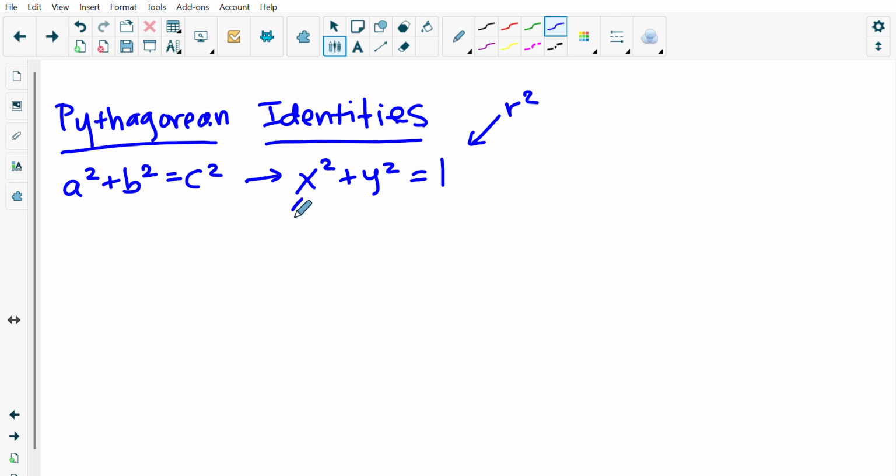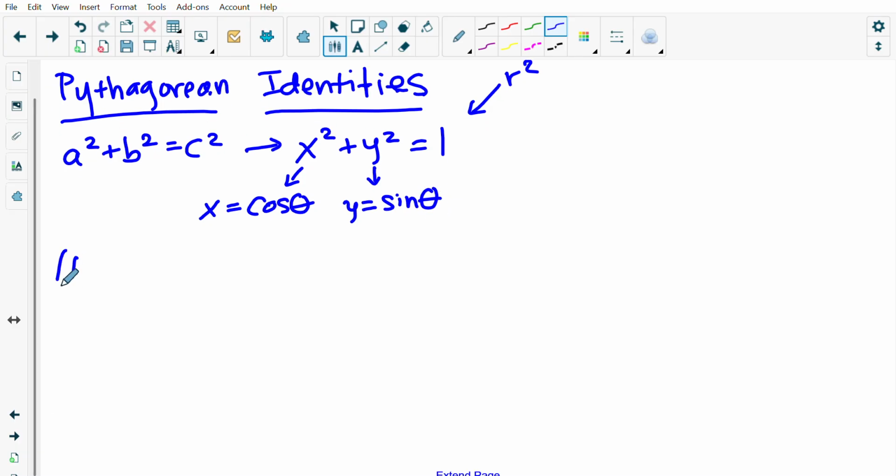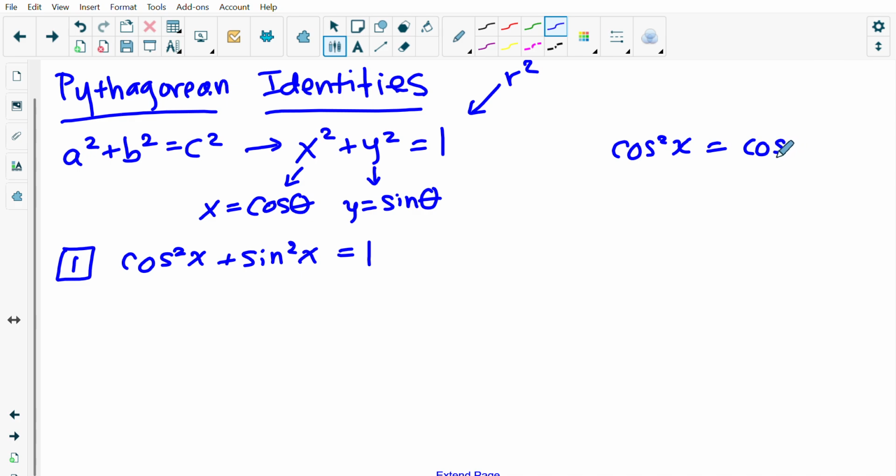Then we can make the substitution where x is equal to cosine of theta and y is equal to sine of theta. So our very first Pythagorean identity becomes cosine squared of x plus sine squared of x equals 1. And remember, cosine squared of x is equal to cosine of x squared, just a different way of notation. Sine squared of x is equal to sine of x squared.